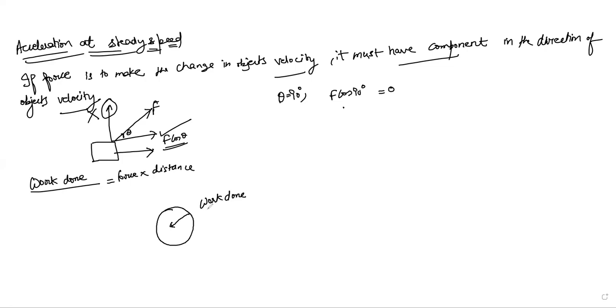And if work done is 0, we know that whatever work is done produces a change in the kinetic energy, right? If work done is 0, this means change in kinetic energy will be 0. This means speed remains constant, right?